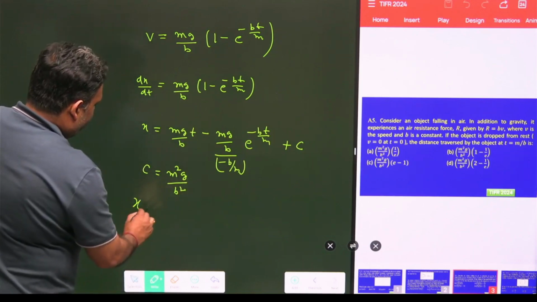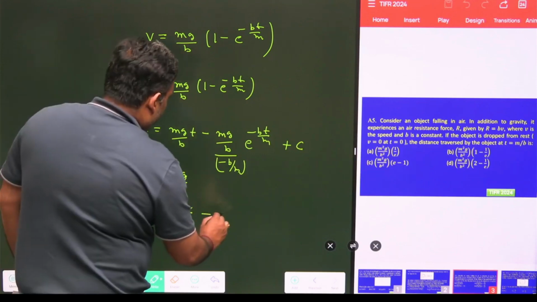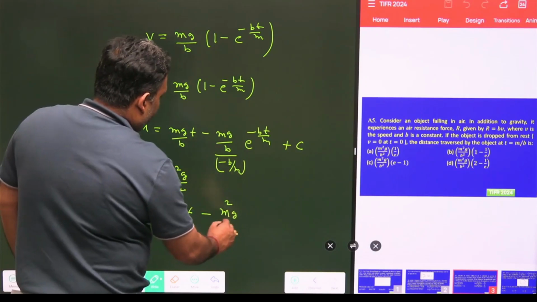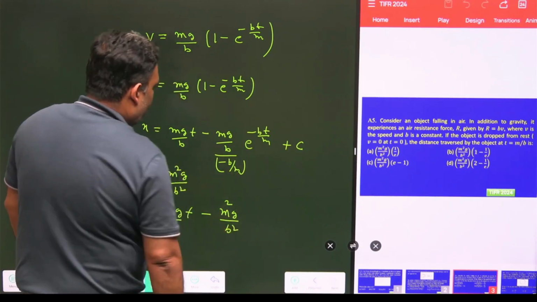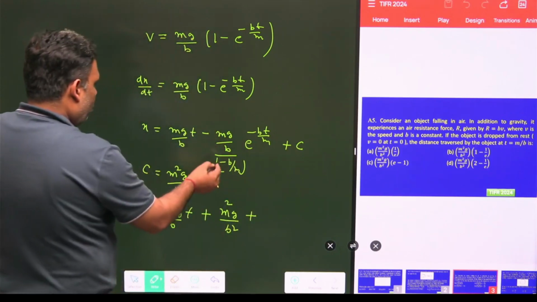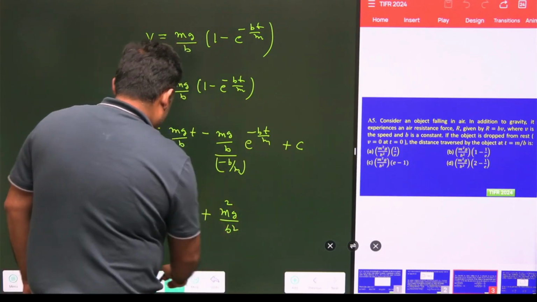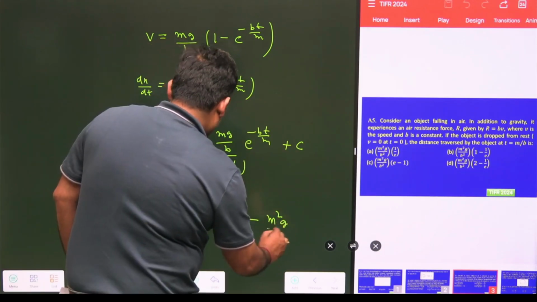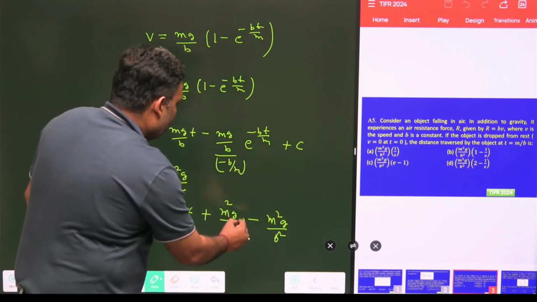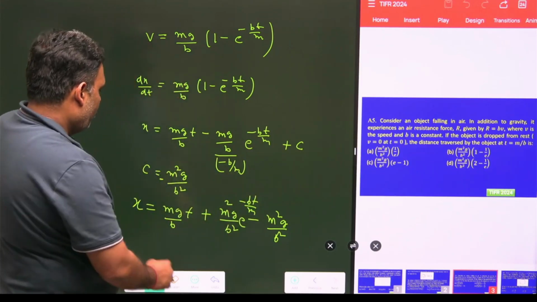So what is your x? x is equal to mg by b into t, and you have m square g upon b square times e to the power minus bt upon m, and the sign is minus plus, so this value is negative. So this value is minus m square g upon b square.